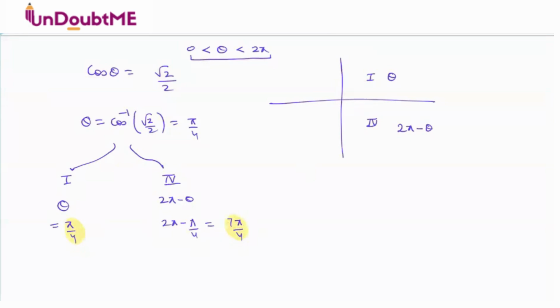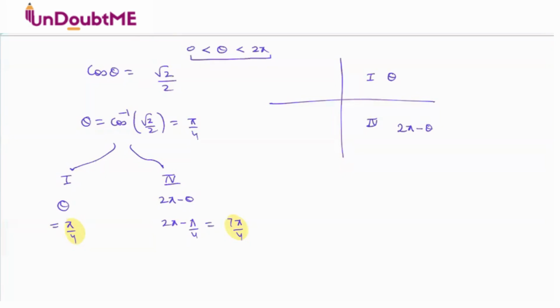Just for the sake of confirmation, if you want, you can put cos pi by 4 and cos 7 pi by 4, and you should get the same answer, root 2 by 2. So how did you come to know it's in the first and fourth quadrant? Because of the sign, it's positive.